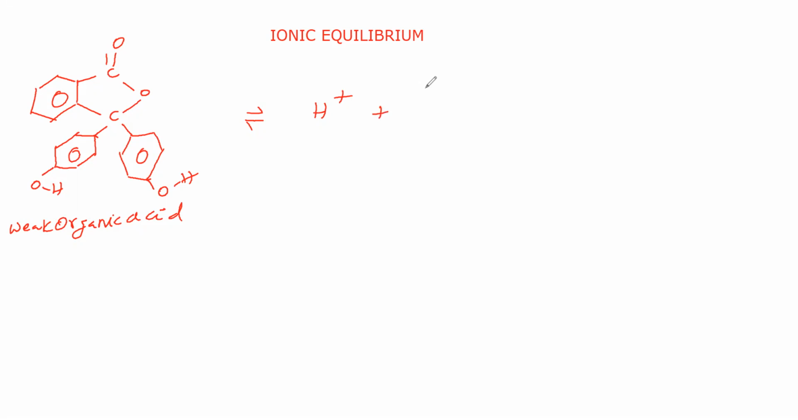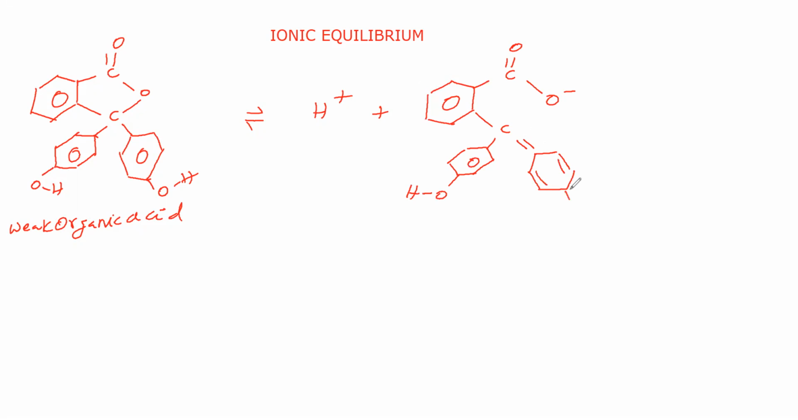It is donating H plus and becomes this species. Here C double bond O, this O becomes O minus. Here C, this is having one phenyl ring. Here OH group will be there. Here double bond. Here pi bonds like this. Here double bond like this will be there.